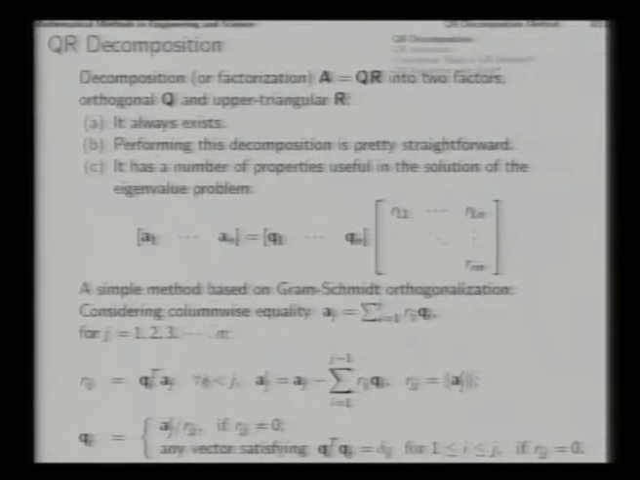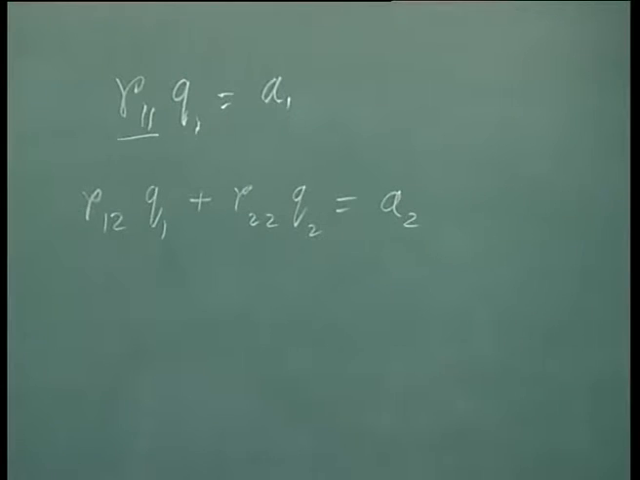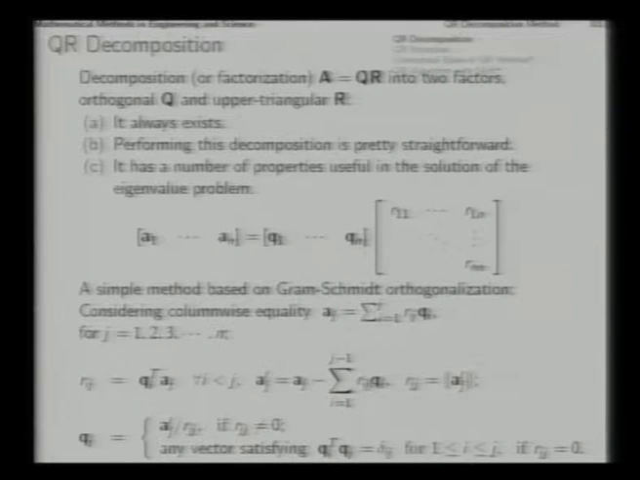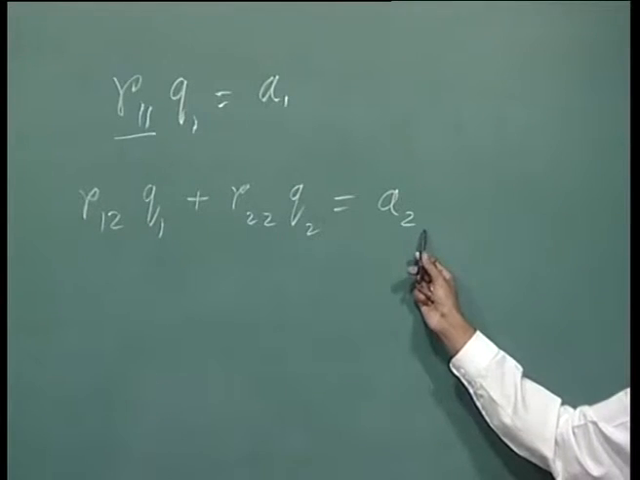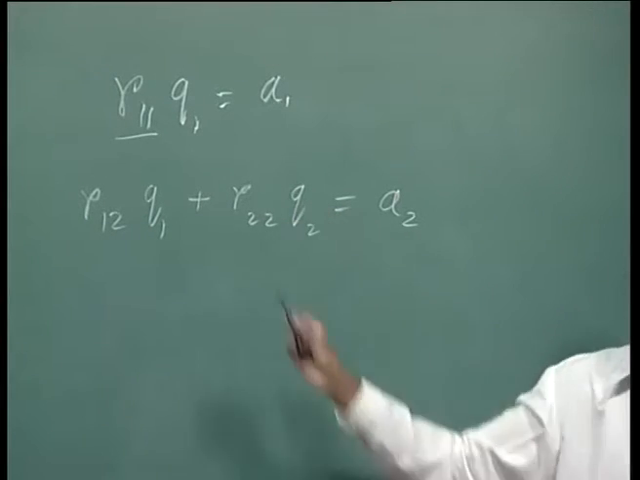For j equal to 2, only i equal to 1 is possible, and r12 you get as q1 transpose a2. After you have found that, you can subtract that from a2, and in this particular case this summation will include a single term, this q1 transpose a2. After you remove that, that is this r12 into q1, this part r12 q1. Now that you have got r12 q1, you subtract from a2.